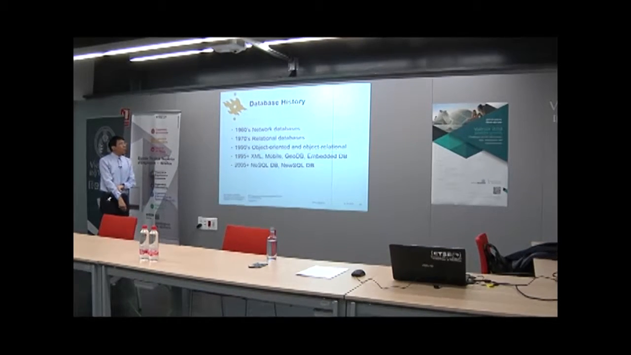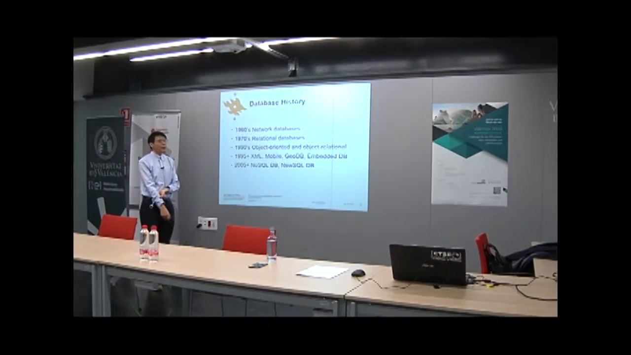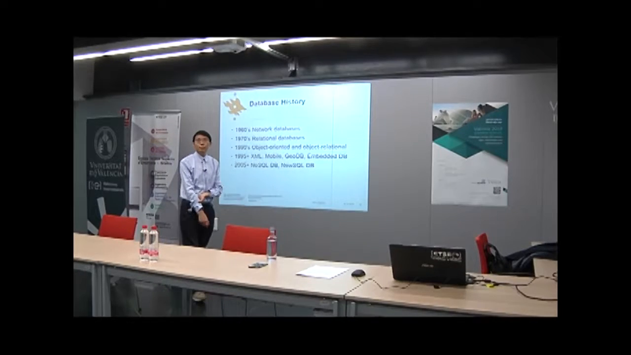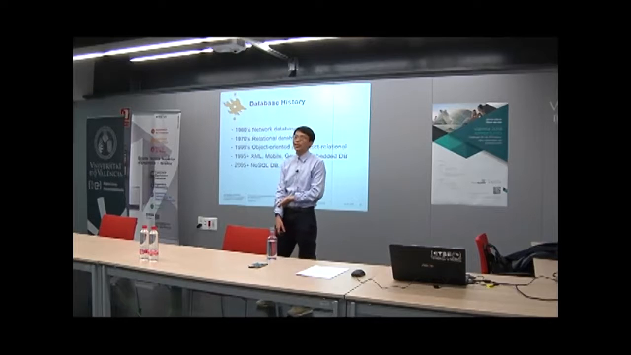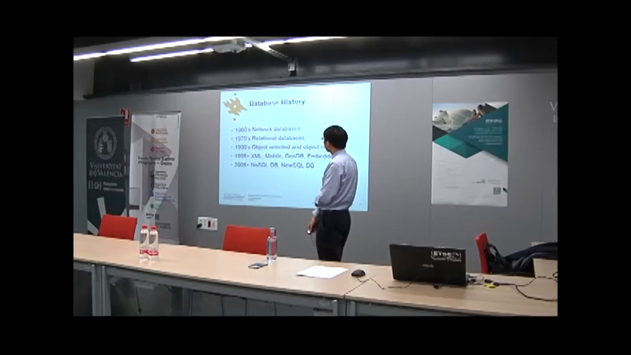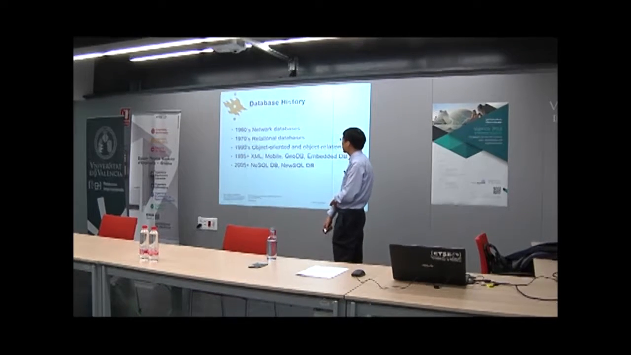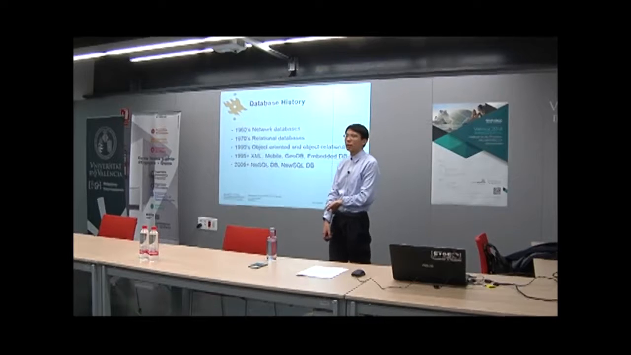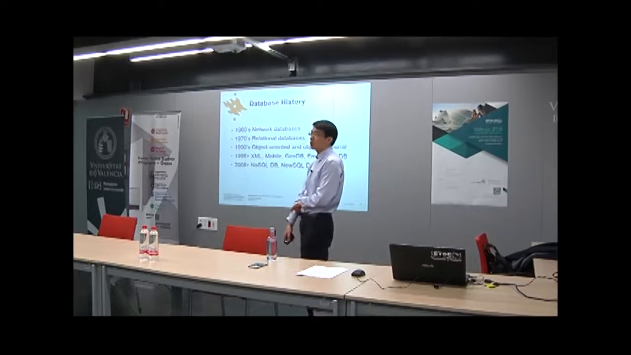So briefly, database history. The first database was developed around the 1960s. This is a kind of network database, which means they model the data as a kind of graph. So this is called a network database. Later on, we have the relational database. Then E. F. Codd developed some new theory about relational data, so we have the relational database in the 1970s.